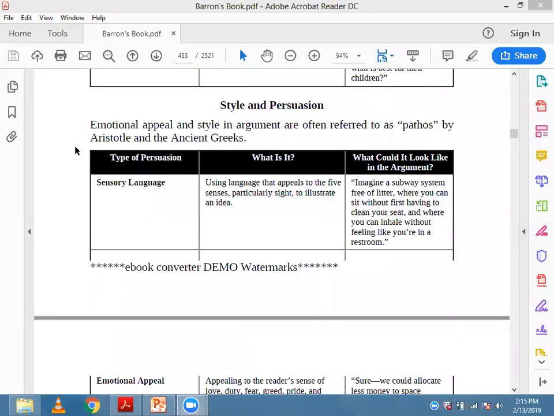Now, the last category for analysis skill building is style and persuasion. Let me start by telling you how style and persuasion is slightly different from the others over here. In style and persuasion, we are specifically looking at the use of language. So keep that in mind. We are understanding how the language used by the author impacts the reader and how it impacts the argument. So the first type is sensory language.